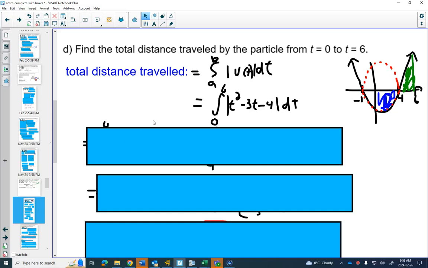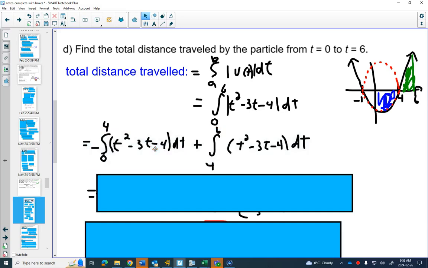If this was a non-calculator question, you would have to break things up by going from 0 to 4 and then from 4 to 6. And because the 0 to 4 is negative, notice that instead of, I could have put absolute values. Sometimes students will do this, and I wrote a negative out in front because I knew that this answer would be negative, and I wanted to make it positive. So how do you make a negative answer positive? Multiply by a negative, okay?